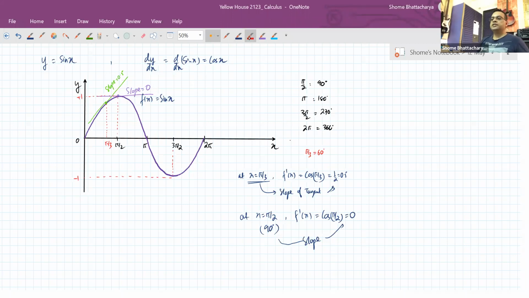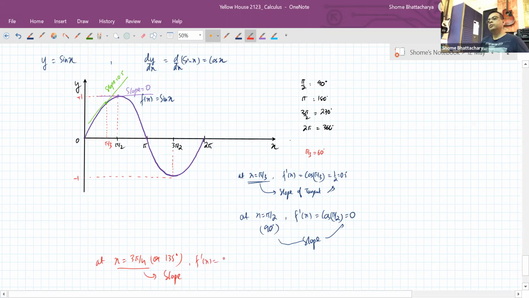Similarly, if you draw a tangent at, let's say, x equal to 3 pi by 4 or 135 degrees, the slope will be cos of 3 pi by 4, which you know is minus 1 by root 2. So that is approximately minus 0.7. So 3 pi by 4 would be somewhere here, let's say. If I draw a tangent at this point, you can see it's having a negative slope.